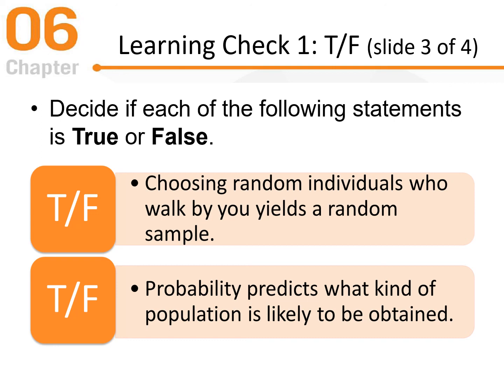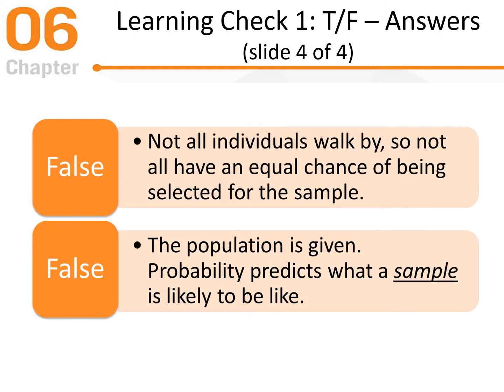Well, if you know the population, you can predict the sample. But if you know the sample, you can't predict the population. So if we look at this, they're both false. Of course, in the first scenario, it's a convenience sample, so individuals don't have an equal chance of being selected. And in statement 2, the population is given. The population predicts what a sample is likely to be, not the other way around.